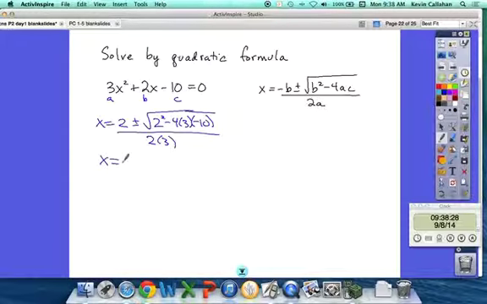X equals 2 plus or minus, right? What's 2 squared minus 4 times 3 times negative 10? What's 4 times 3 times 10? 4 times 3 is 12. 12 times 10 is 120. Is it positive or negative? Minus times minus makes it positive. So it's actually going to be 2 squared, 4 plus 120, 124.